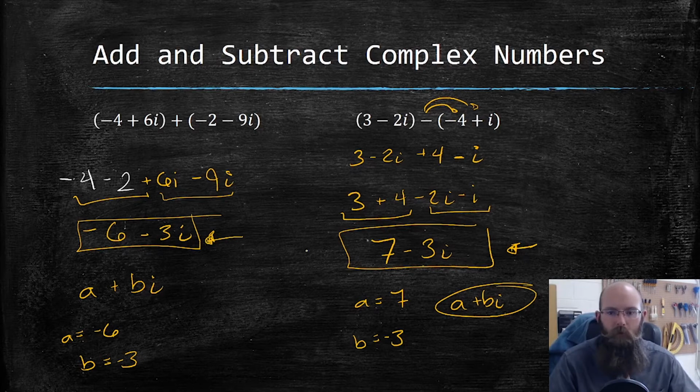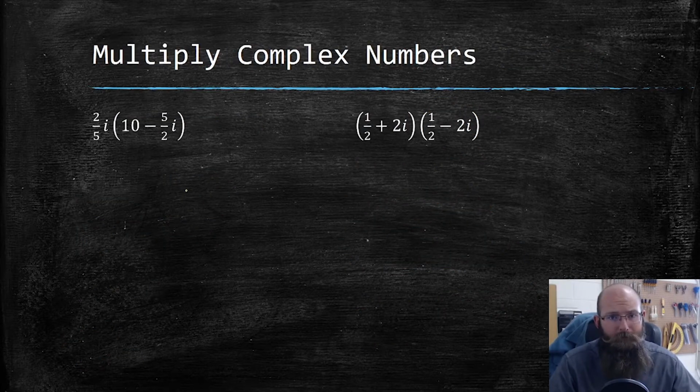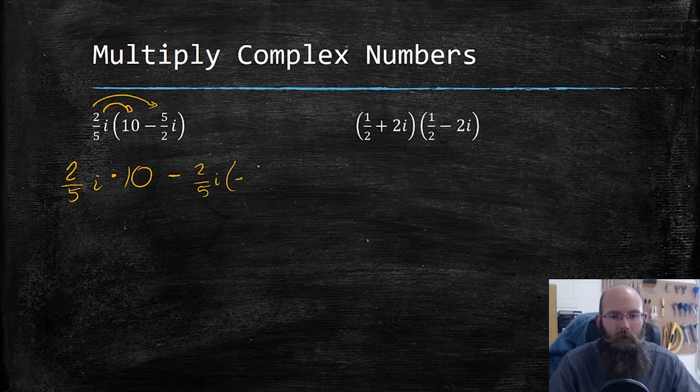Let's go to the next one, folks. We're getting a little bit more complicated. I understand. We're multiplying now. So we added and subtracted. Now we're multiplying. It's going to be okay. So I'm going to distribute the thing out in front into the inside of the parentheses. So 2/5 i times 10. I'm just going to write it like that for right now. And then minus 2/5 i times -5/2 i. I'm distributing my 2/5 i to both things.